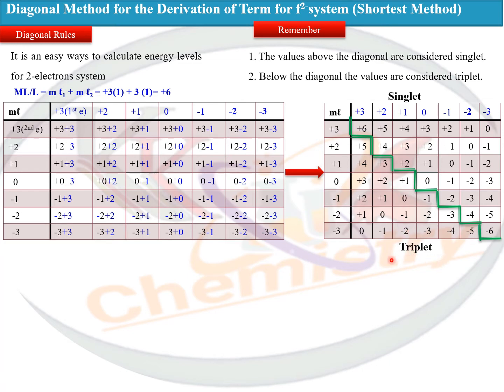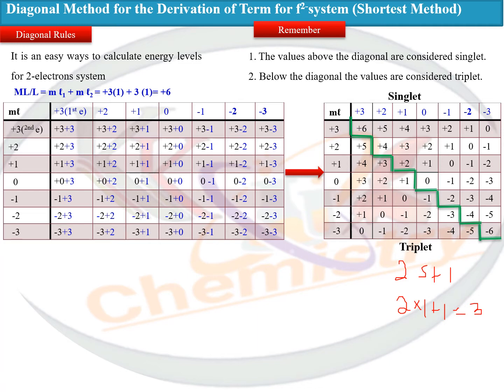Okay, below the diagonal the value will be a triplet. Here by a triplet we mean that the total spin value, the S value, will be 1. By putting this 1 in 2S plus 1, that is 2 times 1 plus 1, you get 3. That is why we have written over here a triplet.